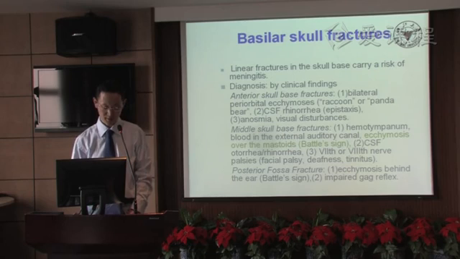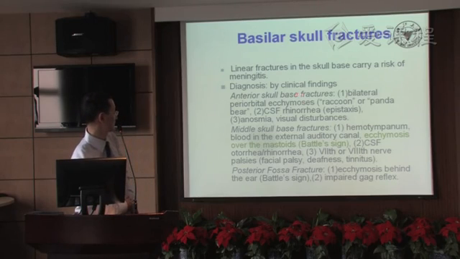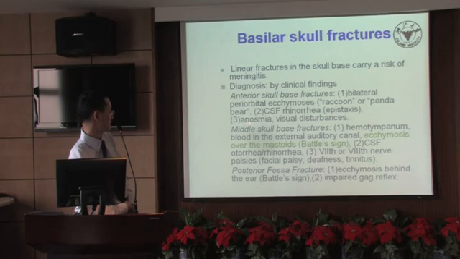For the anterior skull fractures, we can see bilateral periorbital ecchymosis, called raccoon eyes or panda eyes, and we may see CSF rhinorrhea, and sometimes palsy of the first and second cranial nerves, resulting in anosmia or visual disturbances.